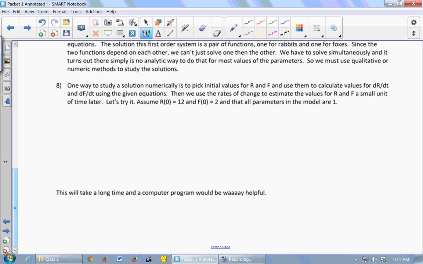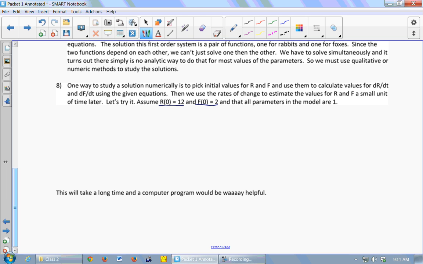One way to study a solution numerically is to pick initial values for R and F. We could say we have some island where we put 12 rabbits and 2 foxes on the island. We could assume some starting values, and then dR/dt and dF/dt tell you how fast or slow those populations are changing. You can use that rate of growth to predict what's going to happen at, say, 1 day later or 1 year later or whatever our units of time are.